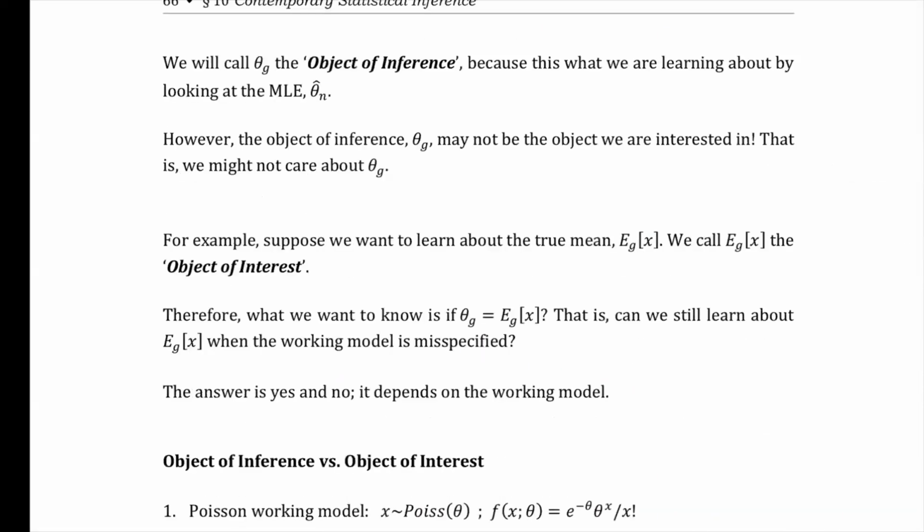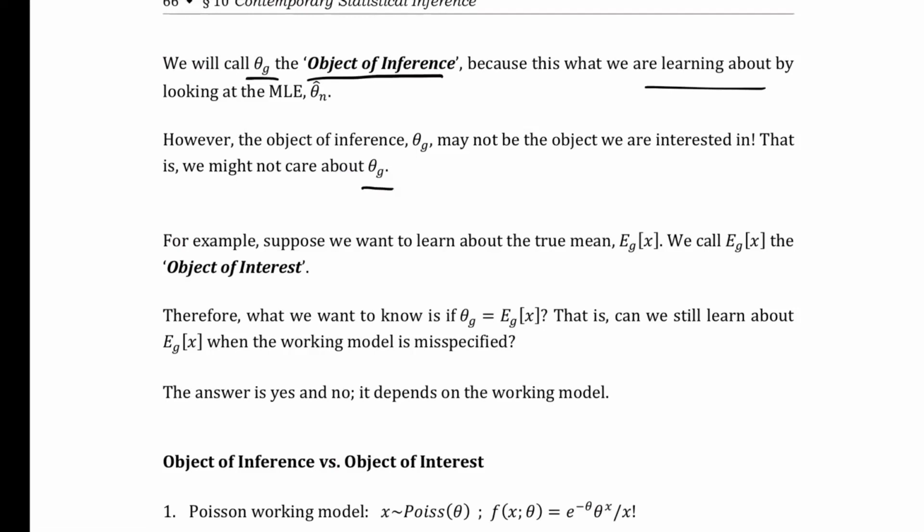All right, just some terms now so that we understand. We call theta G the object of inference. This is because this is what you're learning about. However, you may not be interested in theta G. I don't even know what theta G is. Right now, it's just some random theta with a subscript G. So we're going to have to calculate a couple of these and see what they are. We might not care about theta G, even though we're learning about it.